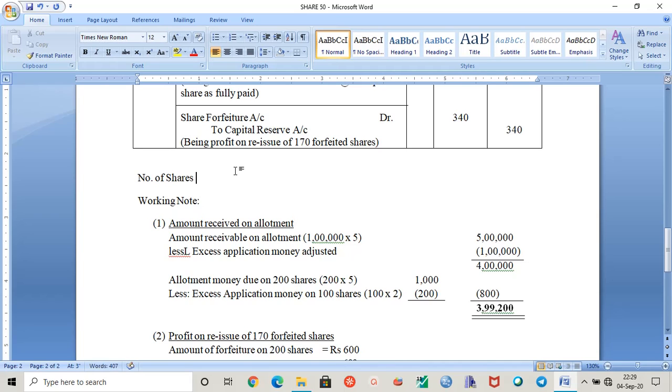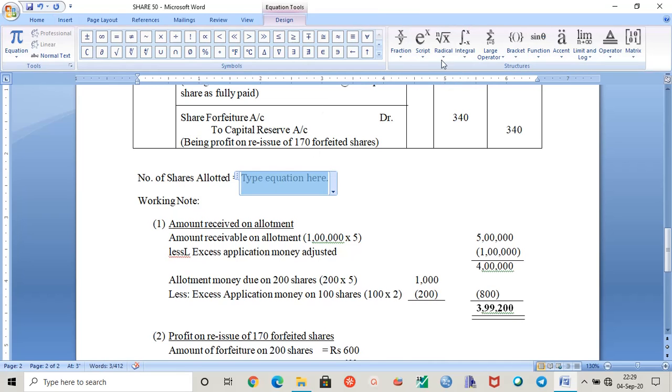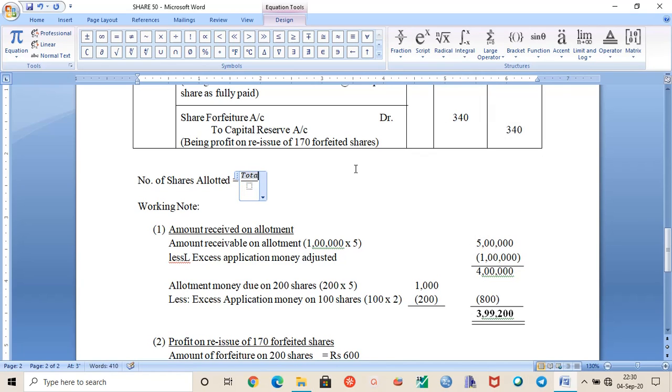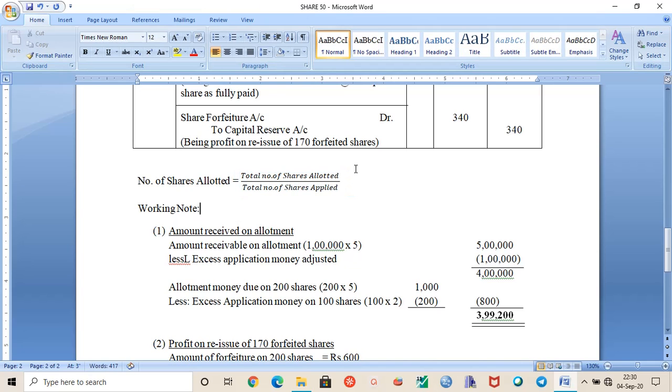Number of shares allotted equals, we know the formula. Let me just type the formula out here. Total number of shares allotted divided by total number of shares applied, multiplied by number of shares applied.